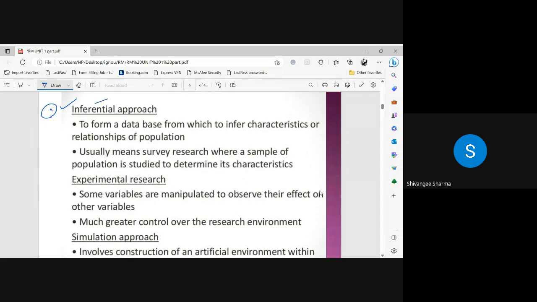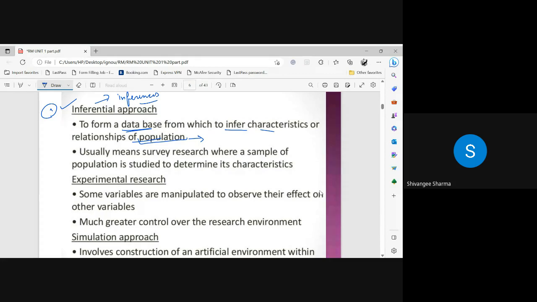As the name says, inferential means you are making some inferences. You are identifying something from established data, like to form a database from which to infer some conclusions, something which you are deriving from different characteristics or relationships of population. I hope you all know this word population here does not mean the population of any country. It is the population which pertains to your research, or the environment which pertains to your research, right?